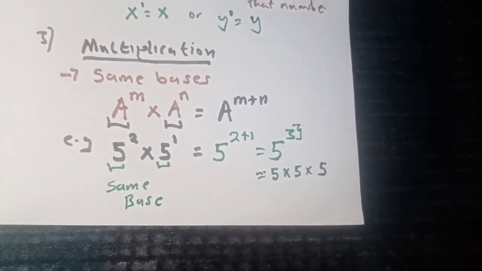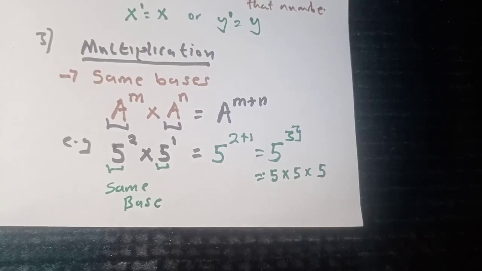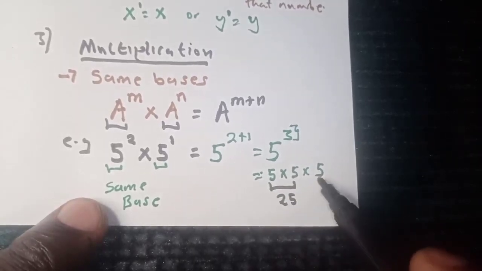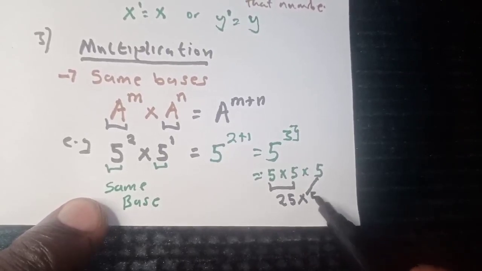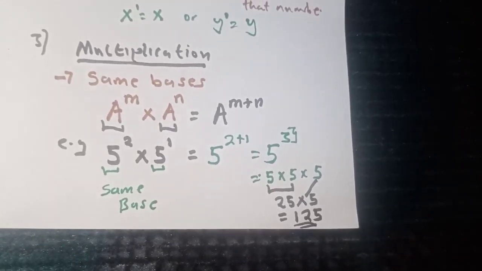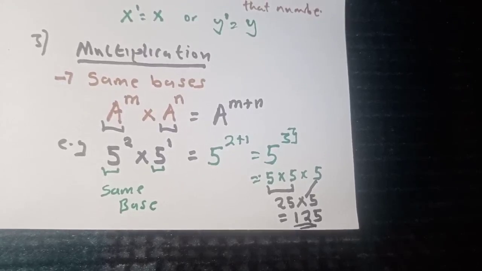You multiply 5 by 5. This is 25. You bring here 25 by 5. This will give us 125, and of course that's our answer. So for powers of the same base, you add them. Add the powers if the base is the same.